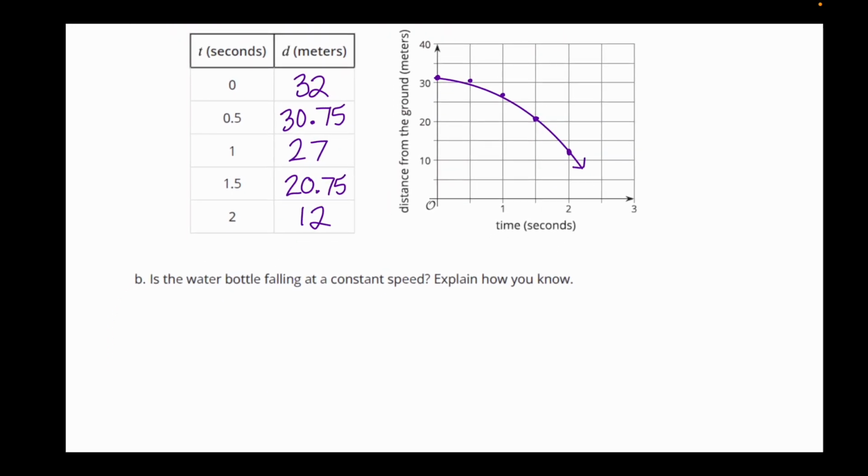So now let's answer this question. Is the water bottle falling at a constant speed? And then we're going to explain how we know. So falling at a constant speed would mean that we would have height changing by the same number. And then that would either be like adding or subtracting. And if we had that happening, this would be a linear graph. It would be a line and not a curve.